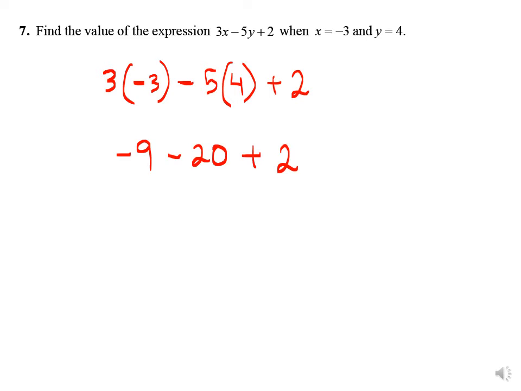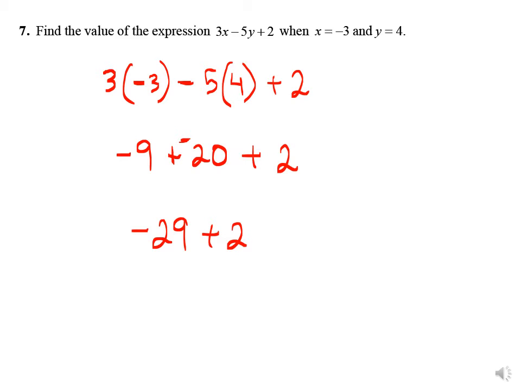All right, if you're going to keep it like that, that's fine. Probably what I would do at this point, I'll just change this to a plus sign, right? Make that into a negative. So -9 and -20 is -29.